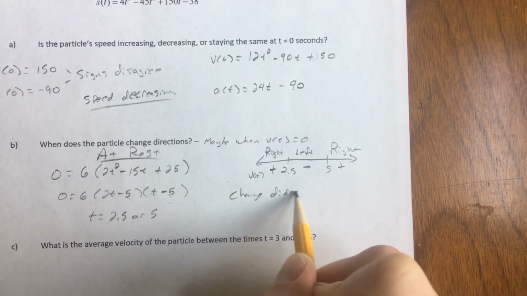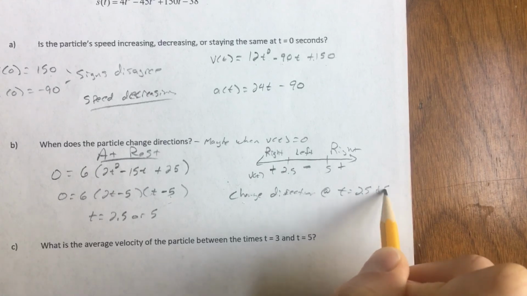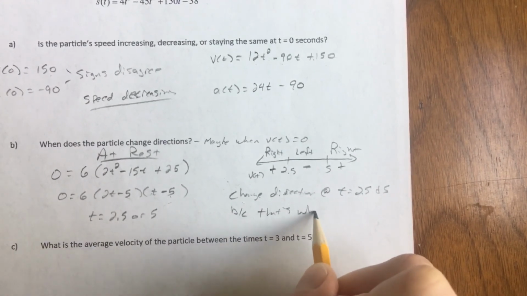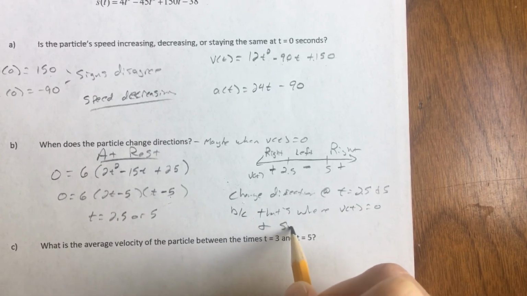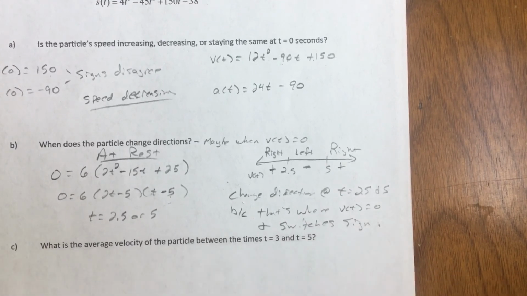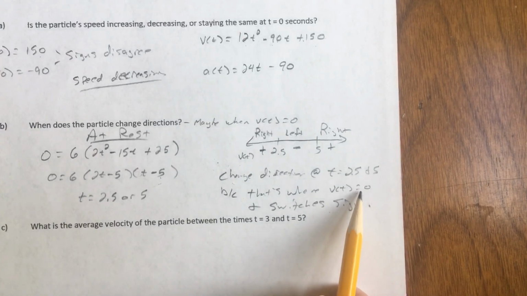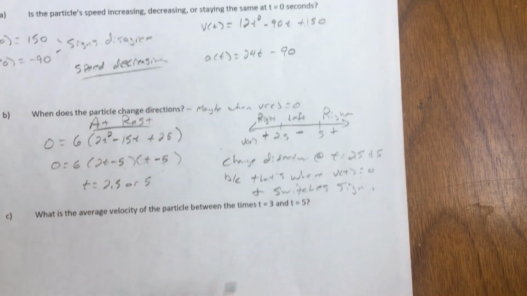We change direction at t equals 2.5 and 5 seconds because that's where v of t equals 0 and switches sign. You have to have both of those. You can't just say that's where v of t equals 0. That alone doesn't tell you that you changed direction, it just tells you that you came to a stop. You have to have that switching sign as well.